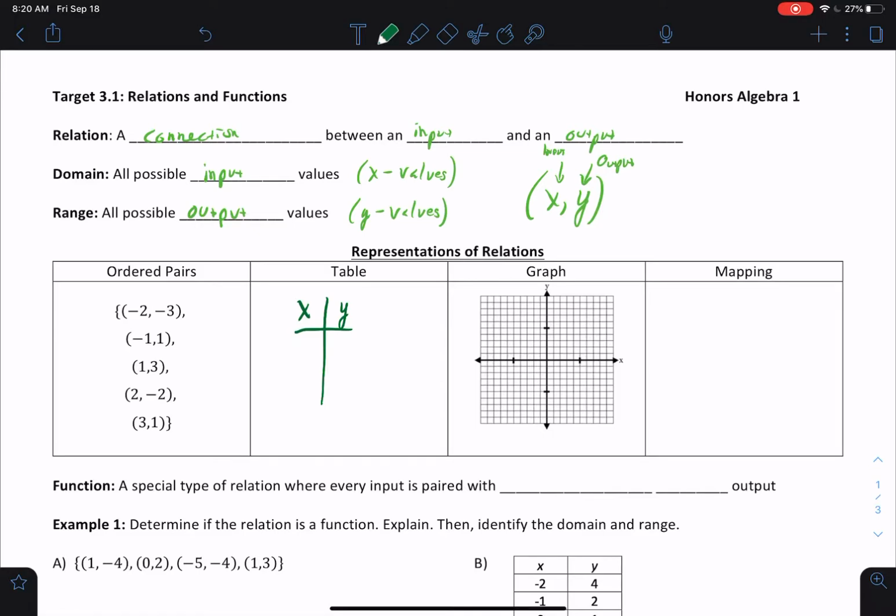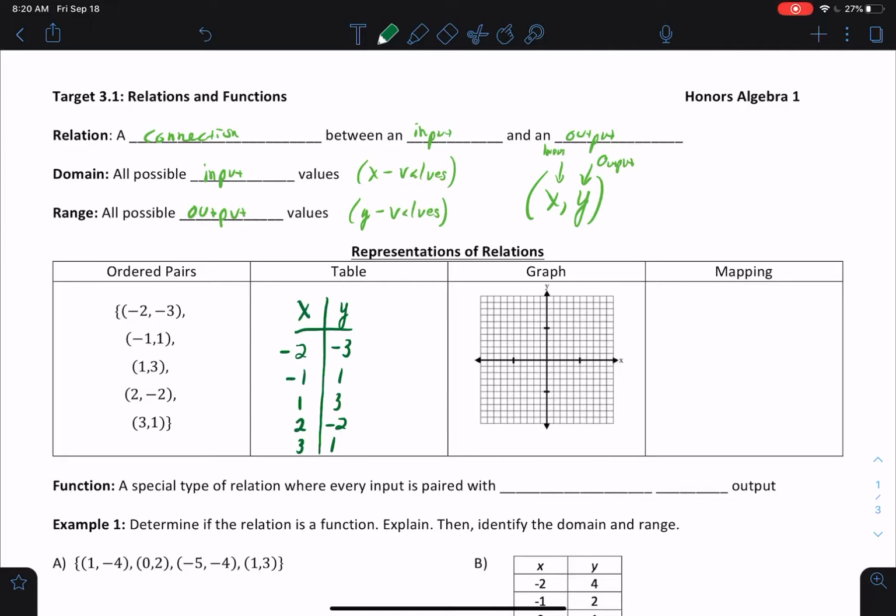Okay, so the x coordinate's -2, that gets mapped to -3. -1 gets mapped to 1. 1 is connected to 3. 2 is connected to -2. And 3 is connected to 1. Okay, so that's it as a table.